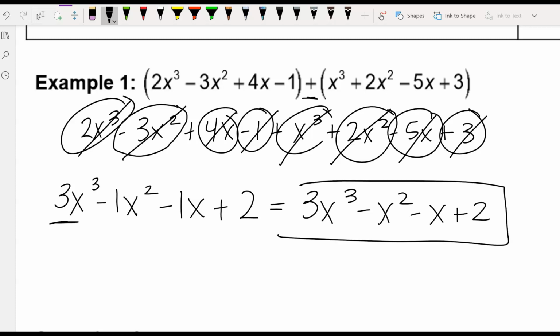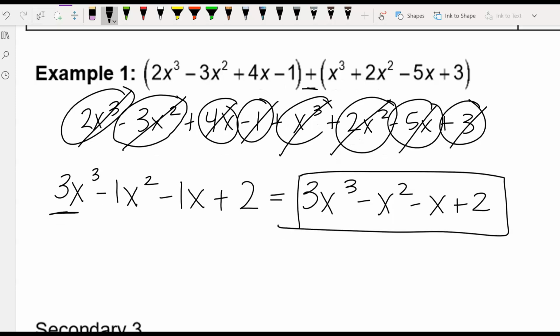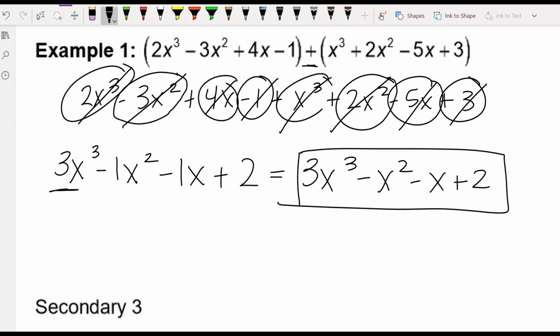And that would be it. So I always like to line it up, circle the ones that I've used, and then cross them off so I know I've used every term in the whole problem.